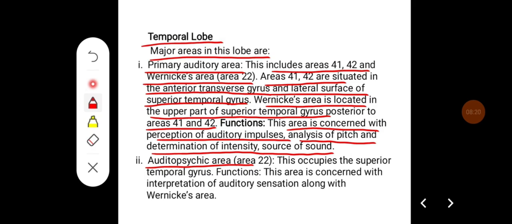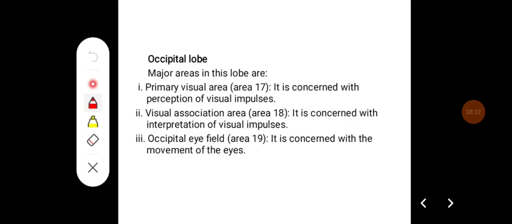Audiopsychic area, that is area 22, occupies the superior temporal gyrus. This area is concerned with the interpretation of auditory sensation along with Wernicke's area.